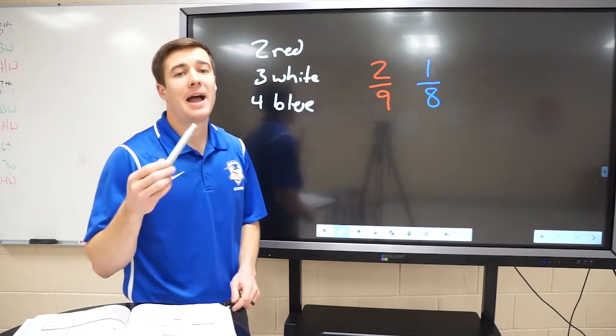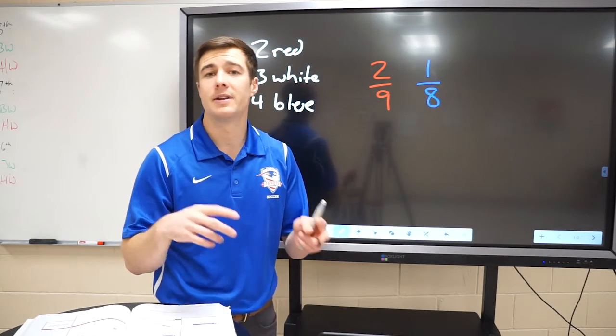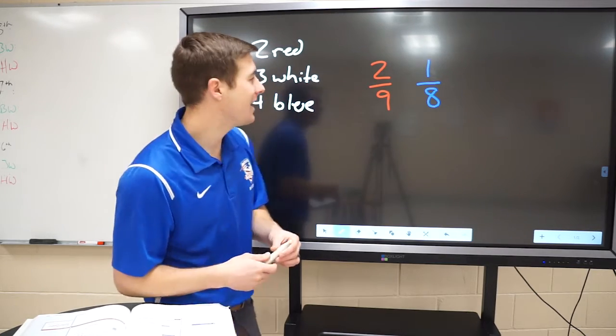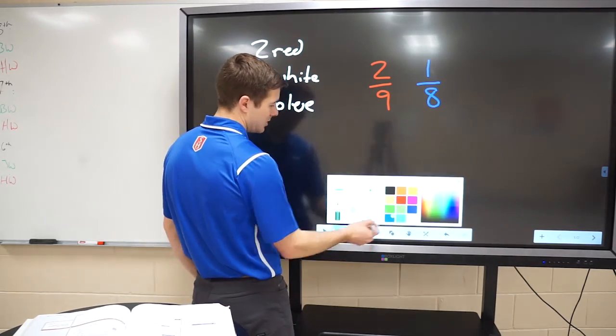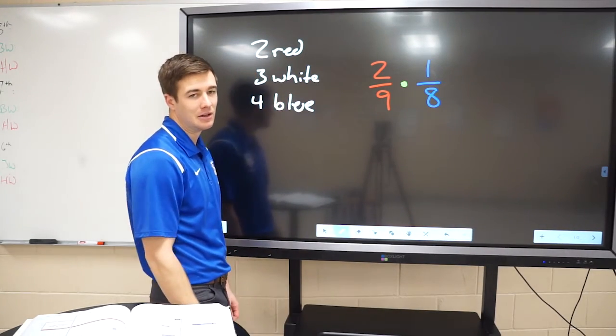Now, how do I find the total probability? If I have 2 different probabilities, how do I find the total probability? Yeah, I multiply them together, right? So I'm going to take my multiplication sign here and put it in between. Does anybody see anything that can cancel?